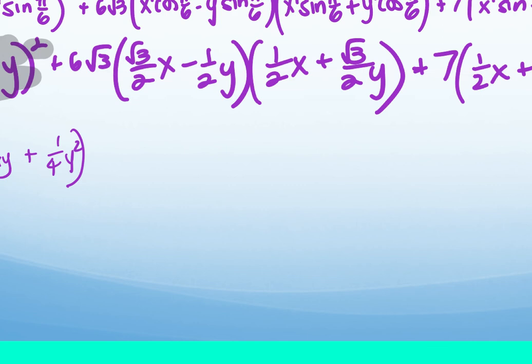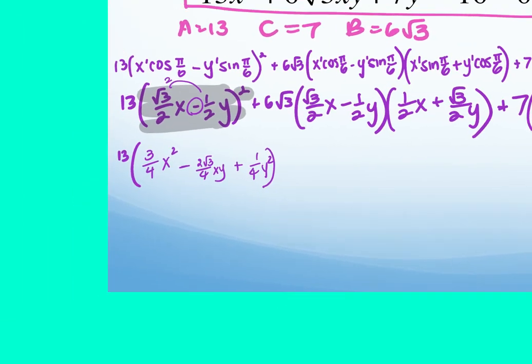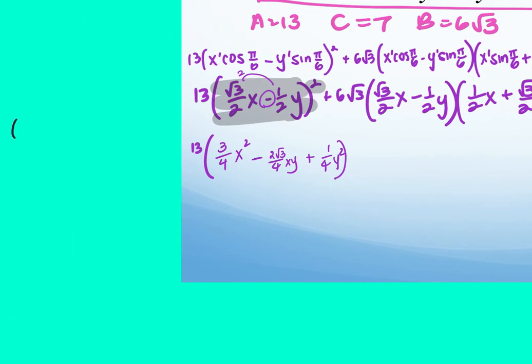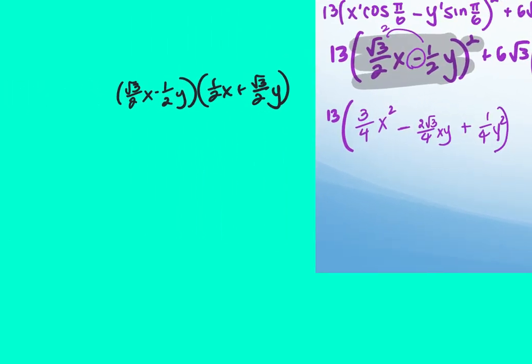Now they almost look like they're completely square, like they're opposites, but they are not. They have to be in the same order, and they are not in the same order, which means I have to FOIL this out. So that I'm going to do off to the side. So root 3 over 2 x minus 1/2 y times 1/2 x plus root 3 over 2 y. And I'm going to FOIL this out.